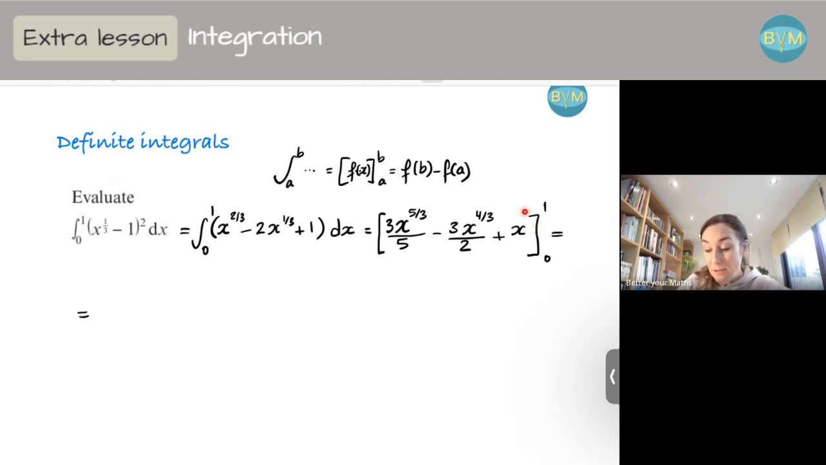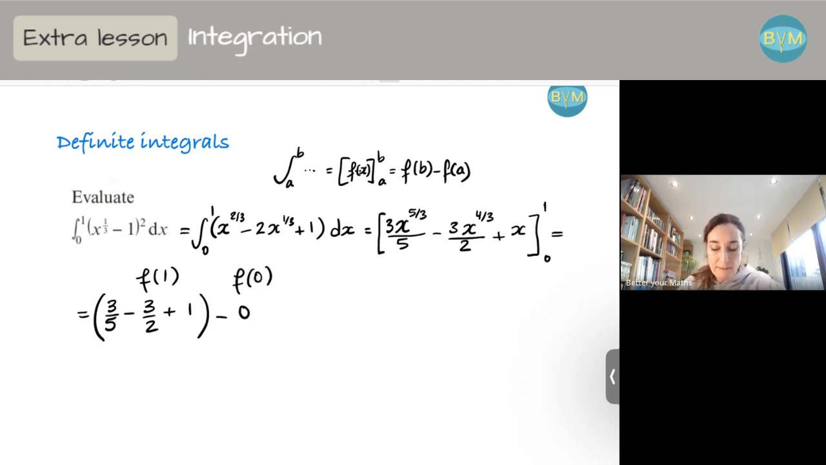So now I'm going to substitute the 1 everywhere. So I'm going to have 3/5 times 1 minus 3 halves times 1 plus 1. I just substitute the 1. This is my function when I substitute the 1, and now we are going to substitute the 0. When I have the 0, I have 0, 0, 0. When I say substitute, it's just substitute the x by that. I would still write 0, so they see that you haven't forgotten. And this is 3/5 minus 3/2 plus 1. I don't know what that is.